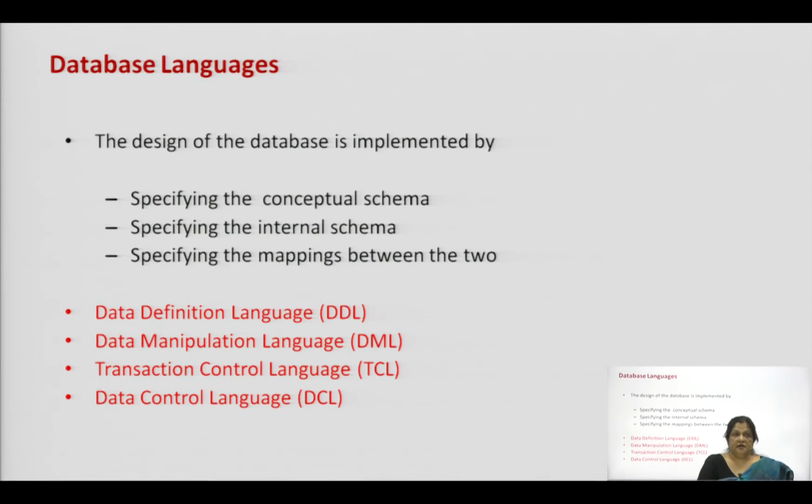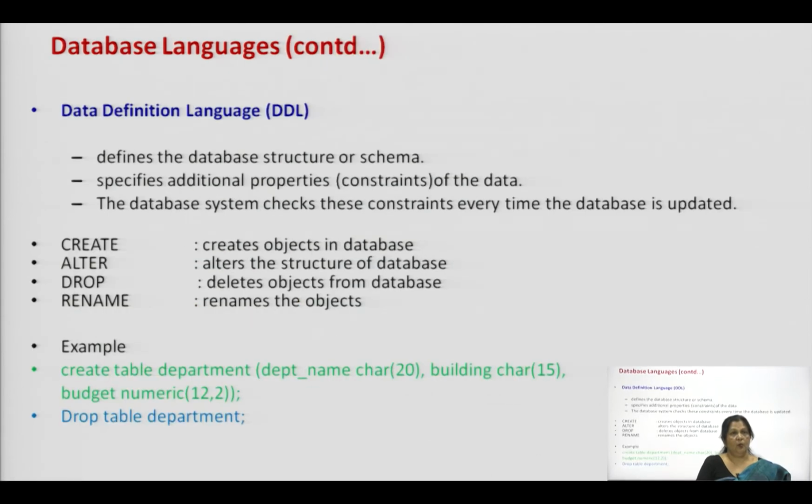This feature is accomplished by the database languages, which consist of 4 main categories: the data definition language or the DDL, the data manipulation language or the DML, the transaction control language, which is the TCL, and the data control language, which is the DCL. Now, let us have a look at them one by one.